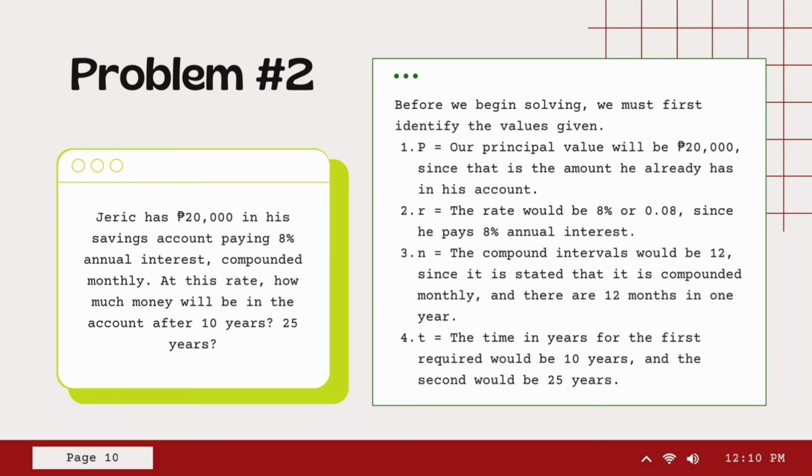P. Our principal value will be 20,000 pesos, since that is the amount he already has in his account. R. The rate would be 8% or 0.08, since he pays 8% annual interest. N. The compound intervals will be 12, since it is stated that it is compounded monthly and there are 12 months in 1 year. T. The time in years for the first requirement would be 10 years, and the second would be 25.